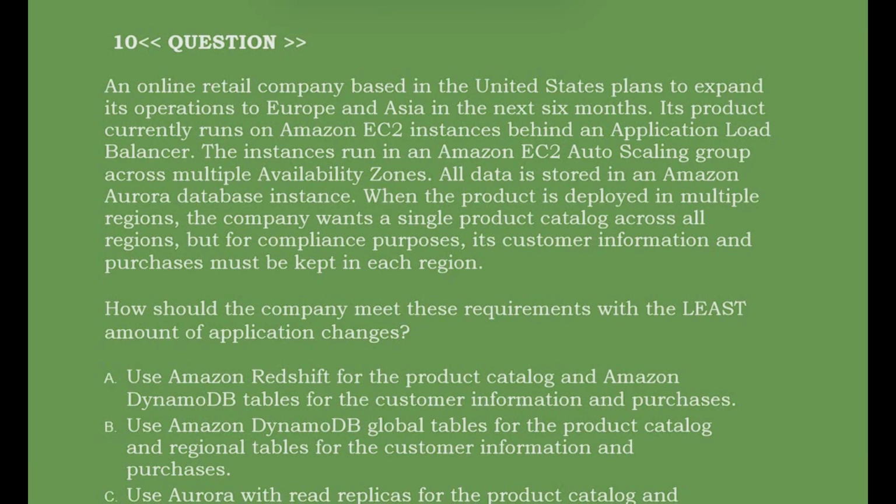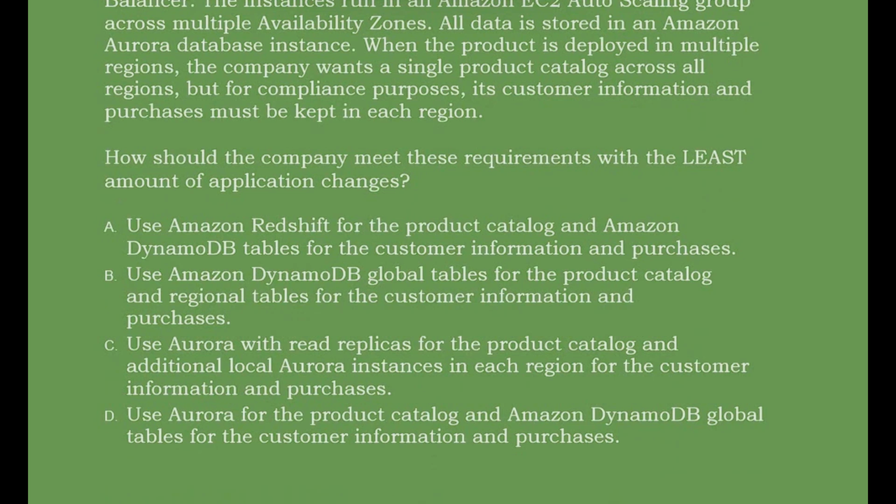When the product is deployed in multiple regions, the company wants a single product catalog across all regions. But for compliance purposes, its customer information and purchases must be kept in each region. How should the company meet these requirements with the least amount of application changes?